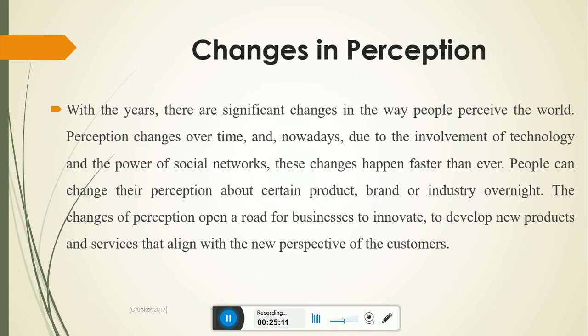You go to a restaurant. You saw the marketing on Facebook. Or you change. Okay, I don't want to go to this restaurant. I need to go to this restaurant because I saw their advertisement and all these things. So it's a road for a business to innovate, to develop new products and services that align with the new perception of the customer. As a businessman or businesswoman, you need to understand the perceptions of your customers, what they want from your company, which type of product they want, why they are not happy with your previous product, what changes they want.